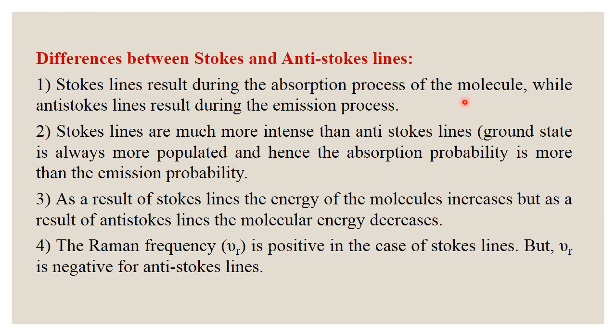அதாவது incident light இருந்து எனர்ஜி absorb பண்ணி கிடைக்கக்கூடிய line தான் Stokes lines. And while anti-Stokes arises resulting from emission spectra, incident light takes the energy from the molecule. அதனால வரக்கூடியது தான் emission process. அப்போ Stokes line arises from absorption process of the molecule, while anti-Stokes lines result from emission process.